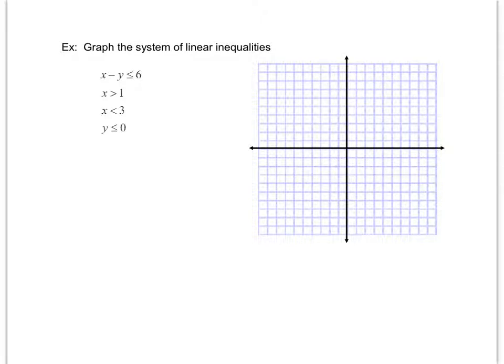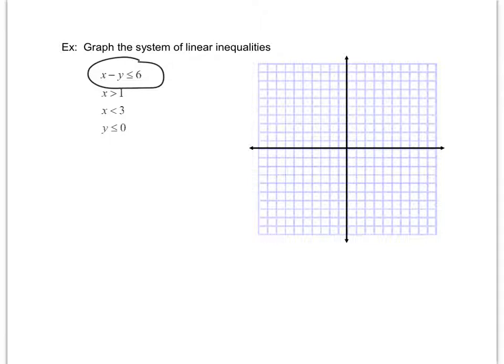It's a system of 4 inequalities. You have 2 vertical lines, x is greater than 1, x is less than 3, y is a horizontal line, y is less than or equal to 0, and we also have x minus y is less than or equal to 6. Put this first one right here in slope-intercept form.